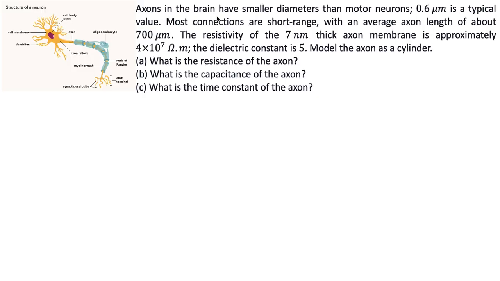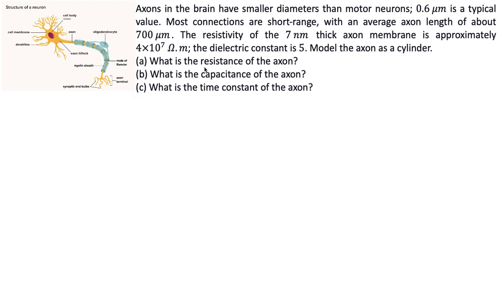Axons in the brain have smaller diameters than motor neurons. 0.6 micrometers is a typical value. Most connections are short range, with an average axon length of about 700 micrometers. The resistivity of the 7 nanometer thick axon membrane is approximately 4 times 10 to the 7 ohm meters. The dielectric constant is 5. Model the axon as a cylinder.